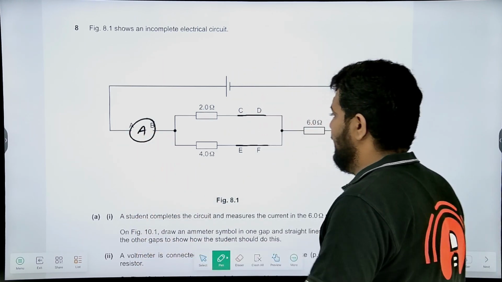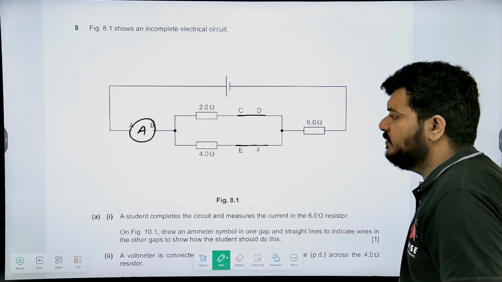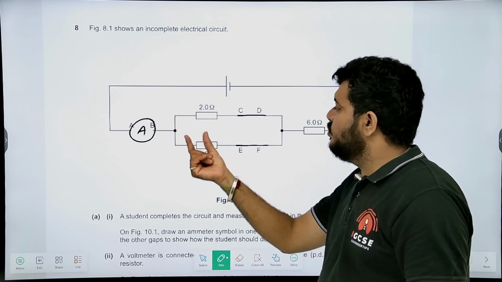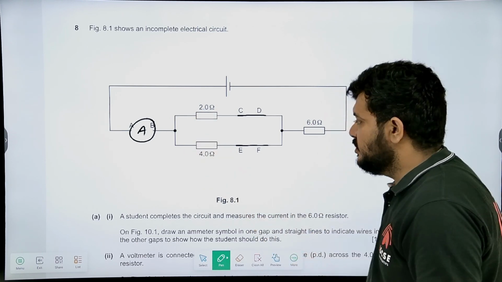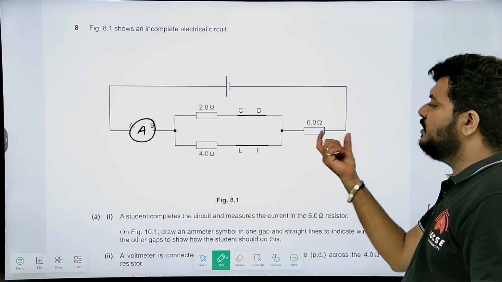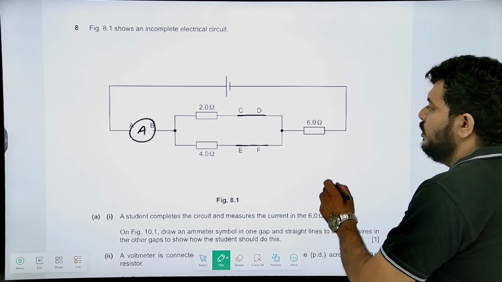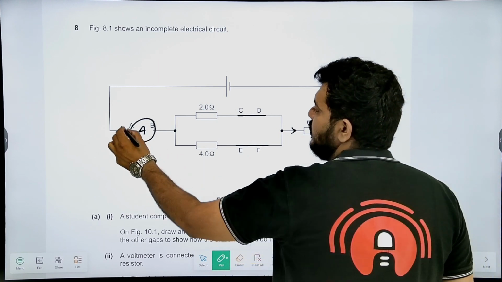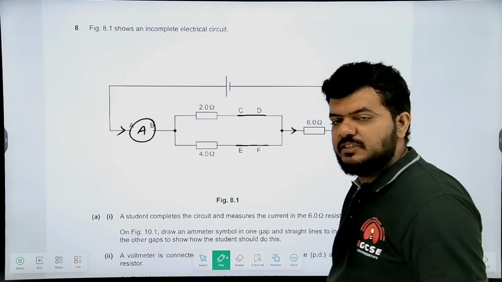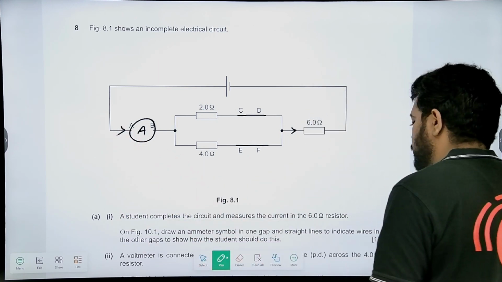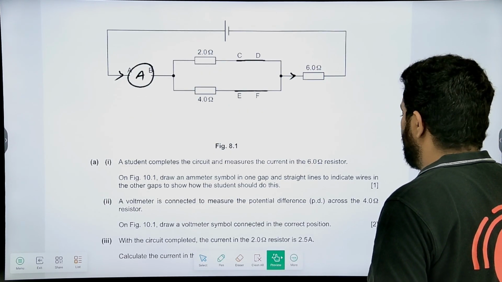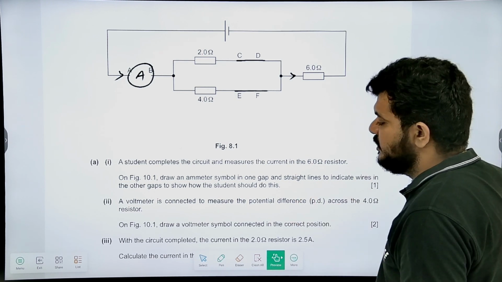Now why can't the ammeter be in either of these connections? Because it will then measure current only across the 2 ohm or 4 ohm resistor. The student wants to measure the current through this. So here it splits, but here it is equal to the current in this branch, and therefore the ammeter should be added over there. Then a voltmeter is connected to measure the potential difference across the 4 ohm resistor.